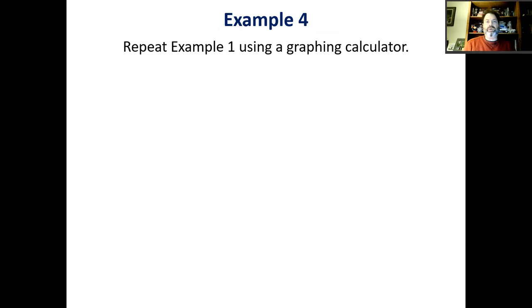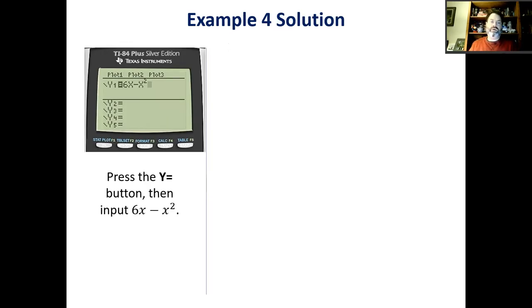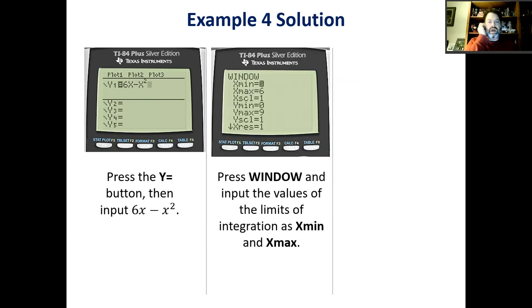All right, so we're going to do example 1 again using the graphing calculator. So there's example 1. The way you do it is you go to the Y equals and you just type in the function just like you were going to graph it. In fact, we are going to graph it. But I'm going to show you a special way to graph it that some of you might not know about. And this usually works for graphing functions. Then go to Window and input the values of the limits of integration as x min and x max.